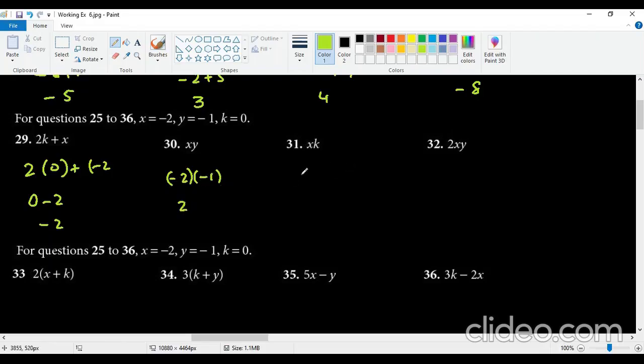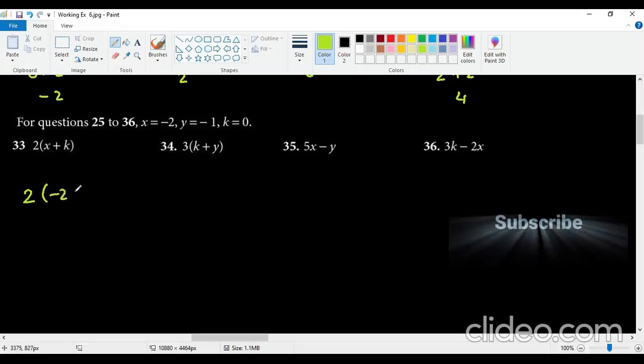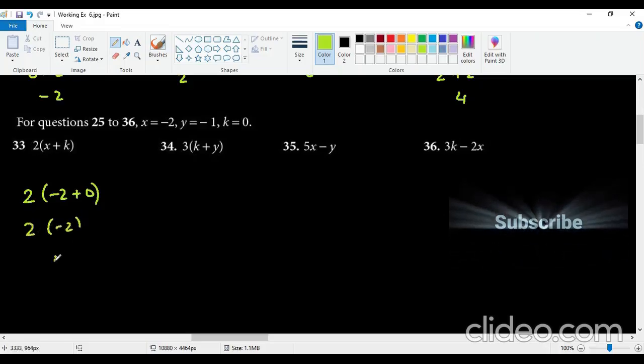X is negative 2 and k is 0. Anything multiplied by 0 is going to give you a 0. 2 times x, which is negative 2, and y, which is negative 1. So 2 times plus 2 is going to give you 4 as an answer. Moving on to question number 33. It says 2 times x, which is negative 2, plus k, which is 0. That means 2 times negative 2 is going to give you a positive 4 as an answer.